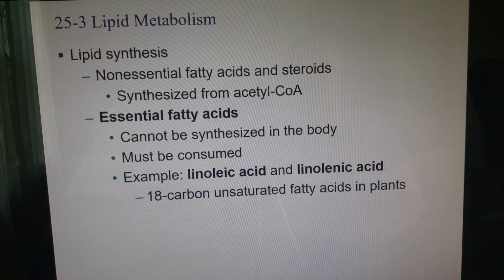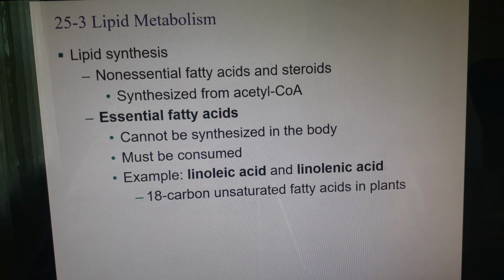So non-essential means we can build it. We take acetyl-CoA and we change it up, and we can build the non-essential fatty acids and steroids. So whatever we have, we can build these. Essential fatty acids means we can't build them. We don't have the enzymes. We don't have the ability to make these. So we have to get these in our diet. We have to get essential fatty acids.